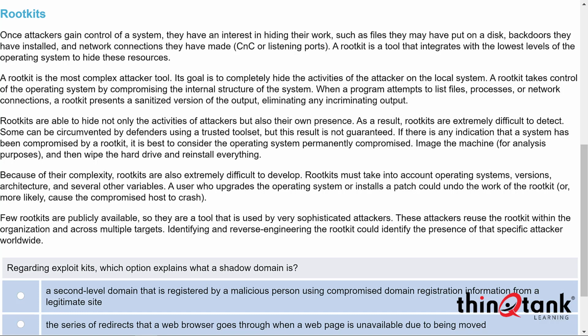The advancement of these rootkits has actually now extended into the Internet of Things, right? Utilizing things like smart TVs and other smart appliances or smart devices to establish these communication channels as well. I mean, anything really that has an operating system is a target for the rootkit. And it could be your thermostat or it could be your fridge.